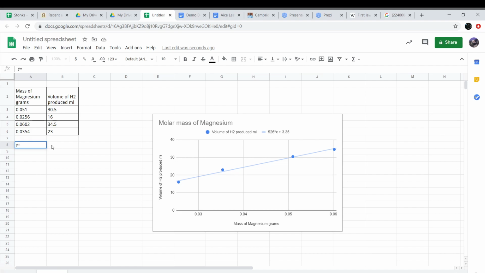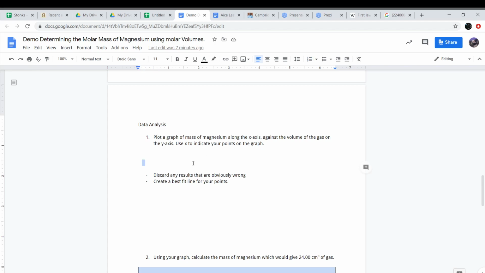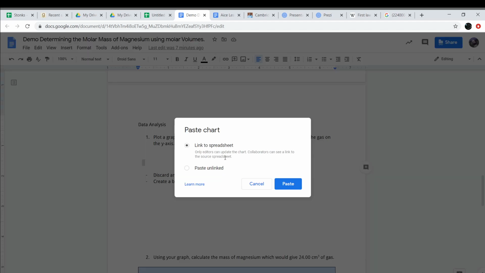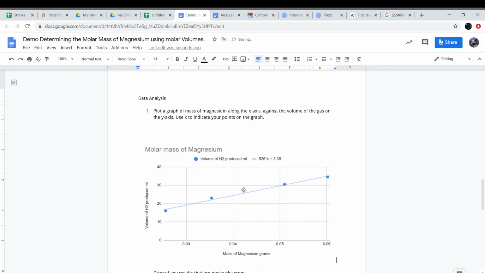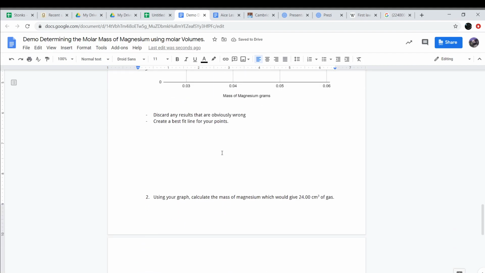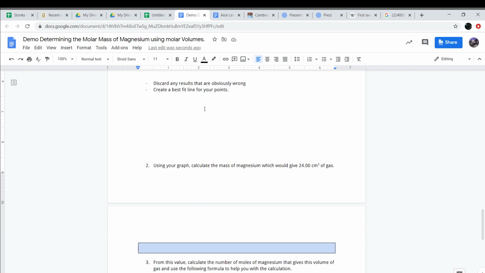And it's essentially y equals 526 times x plus 3.35. Okay? Then we're going to go back. We're going to take this chart. We'll copy the chart. And we're going to put it right in here where it says to. We're going to paste the unlinked spreadsheet. And look at that. That's some beautiful data. Okay, we made the best fit.